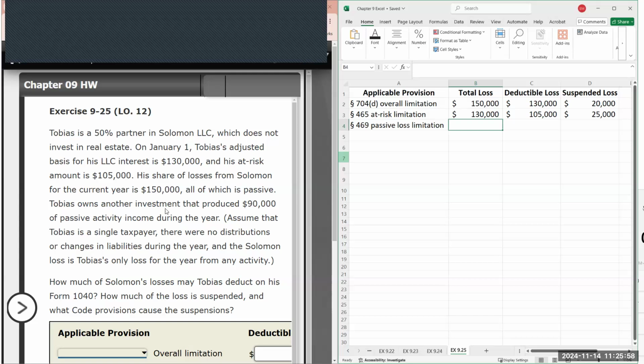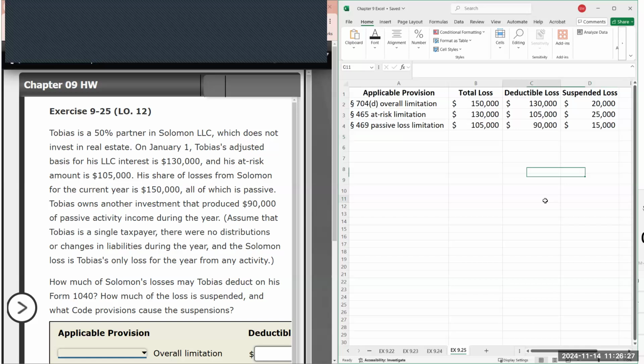And this would be based on his total at risk, so $105,000. There's a deductible loss, and it says Tobias owns another investment that produced $90,000 of passive activity income. So that passive income can absorb $90,000 of the passive loss. However, that leaves $15,000 as suspended.